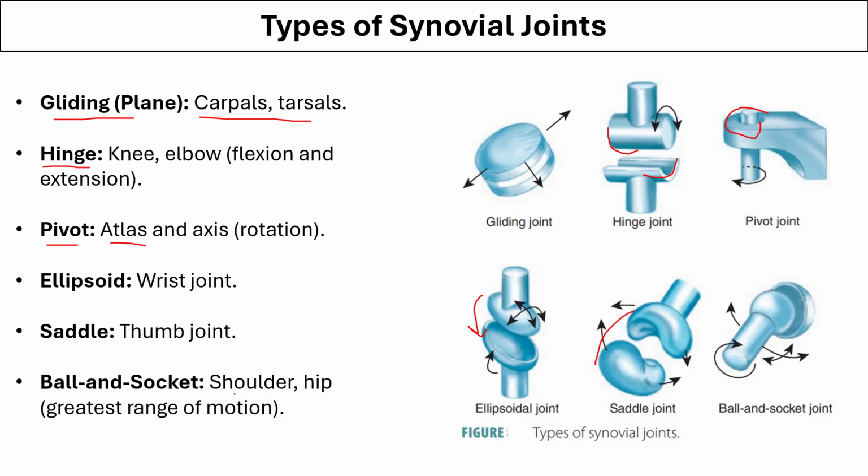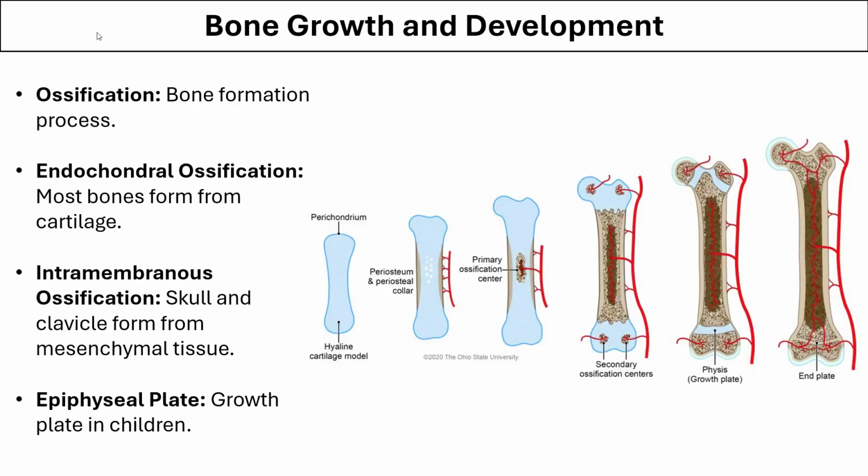And ball and socket joint is present in your shoulder and hip, and you can see how much is the range of motion of your shoulder and hip, where one bone is fitting like a ball into the other bone, which makes the socket. So how do bones grow and develop?